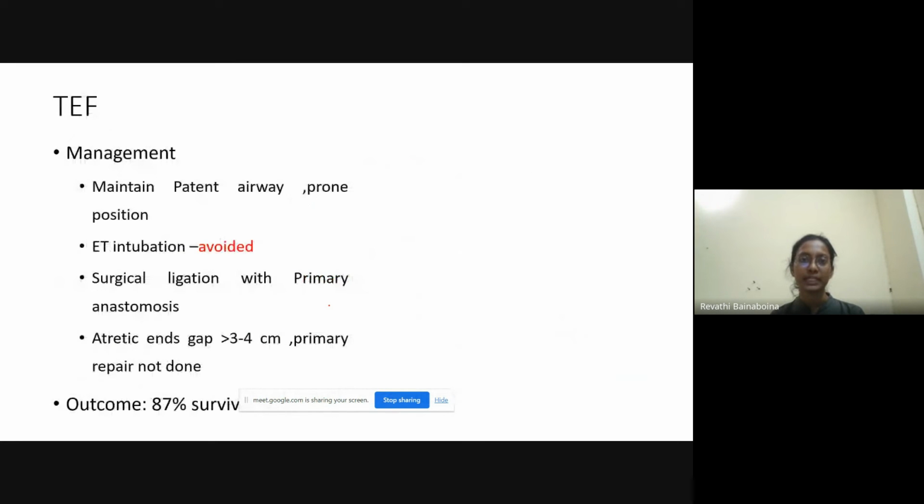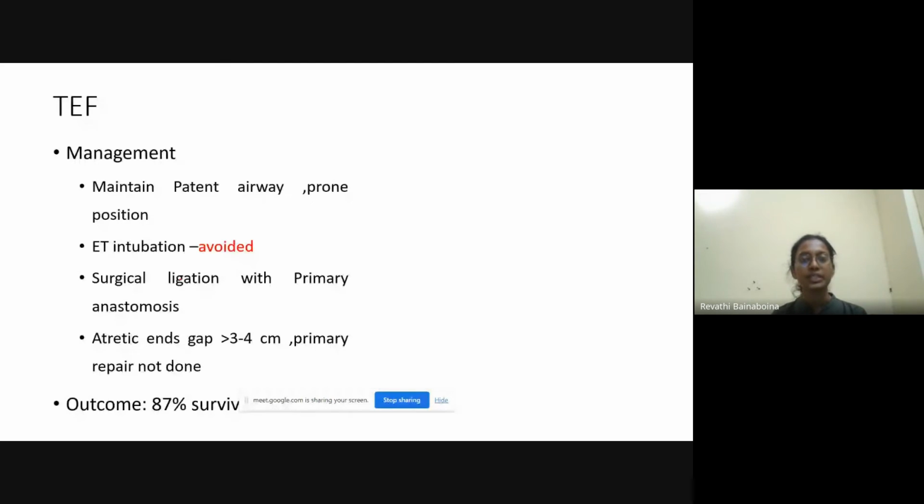Management includes maintaining a patent airway and prone position to decrease the aspiration of gastric contents in distal types. ET intubation and bag and mask ventilation is contraindicated in distal types. Surgical ligation with primary anastomosis is the definitive procedure. If the gap is more than 3 to 4 centimeters, then primary repair is not done and alternative procedures like lengthening procedures are done. Outcome includes 87% survival rate.